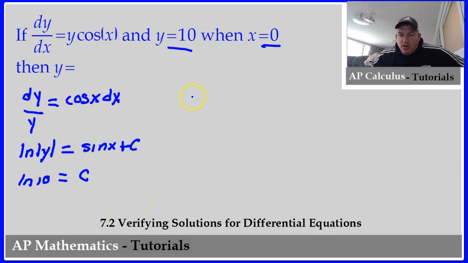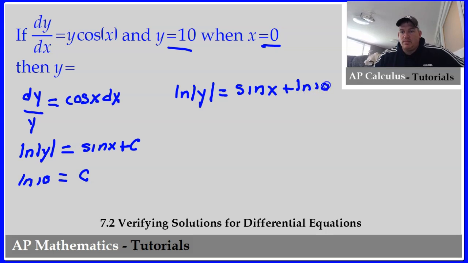So writing down our natural log of y statement again, we can write this as natural log of y is equal to the sine x plus our c that we just solved for, which is the natural log of 10. We're going to exponentiate both sides, and then we're going to write down absolute value of y is going to equal e to the sine x plus the natural log of 10.